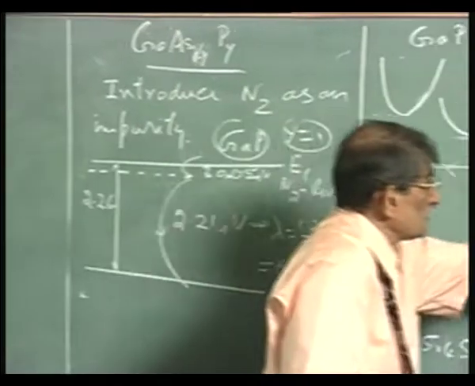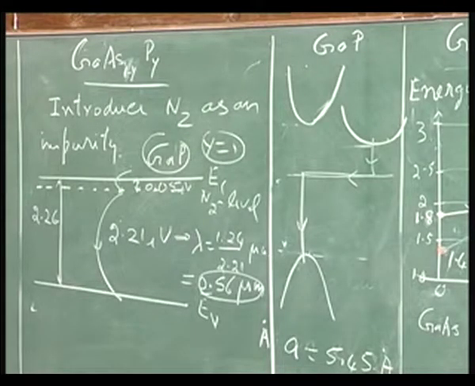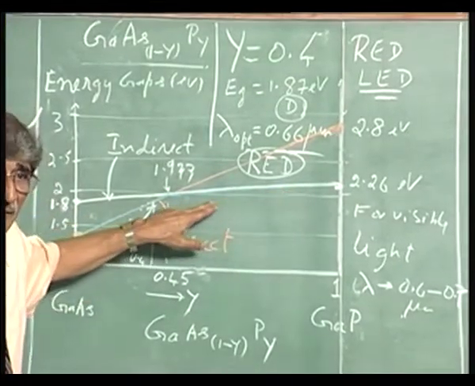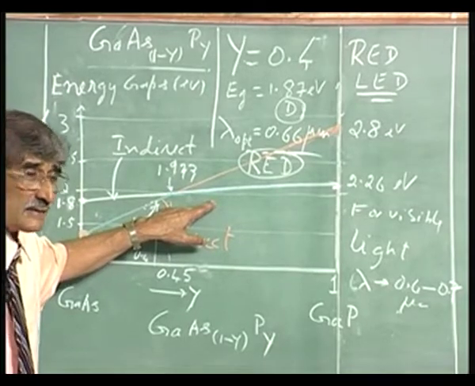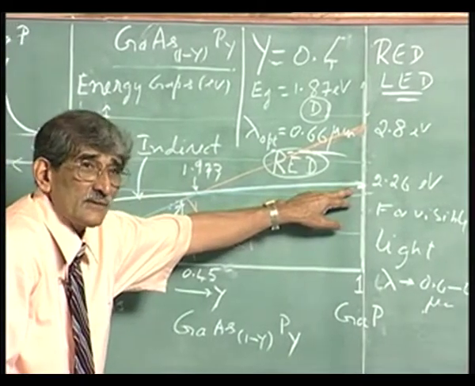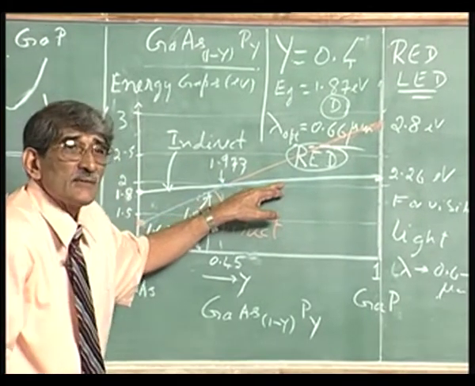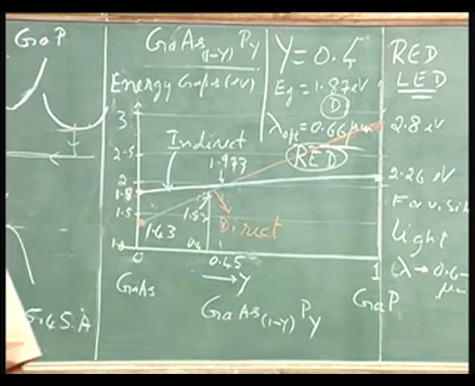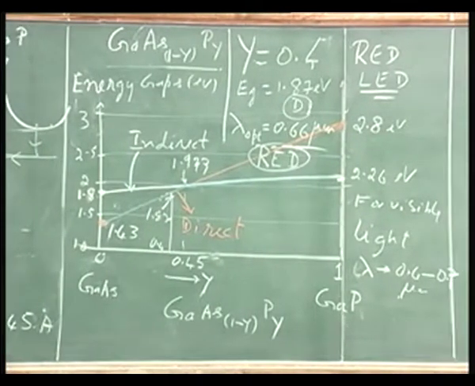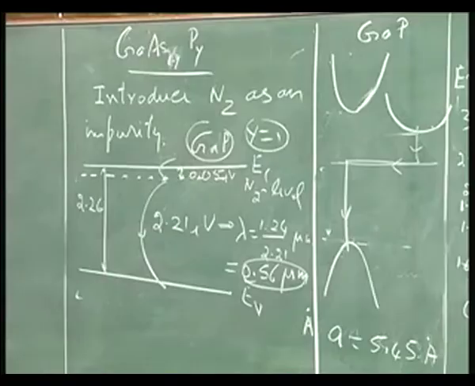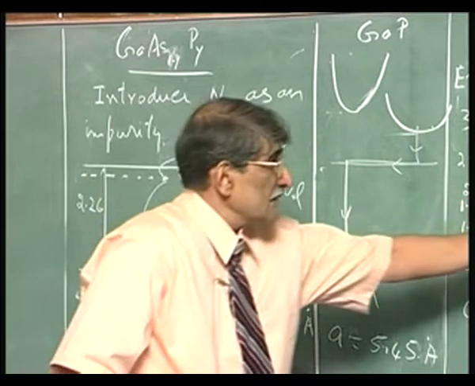If I use materials which are of different band gap here, what I get is, instead of 2.26 minus 0.05, I get somewhere here 2 minus 0.05. So, you can get light of varying wavelength. This is a very powerful material where you can get light from green, yellow, orange, red, the entire range of wavelengths. So, red, orange, yellow, green.